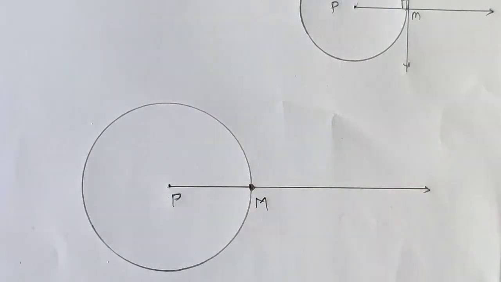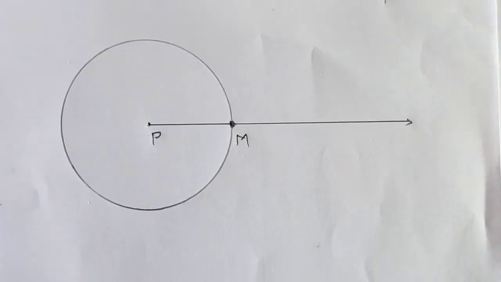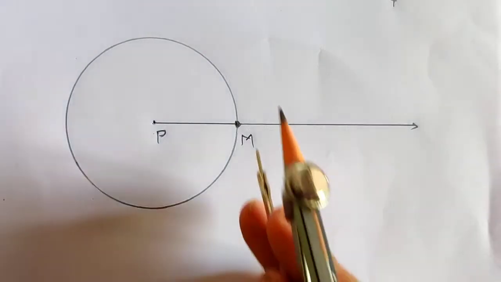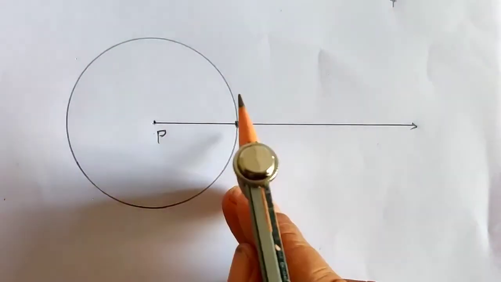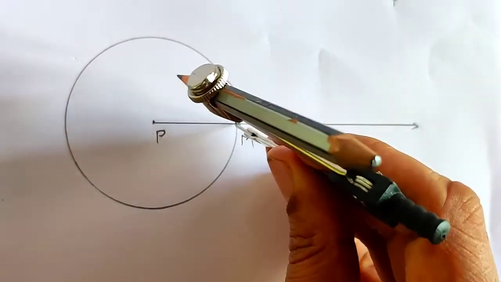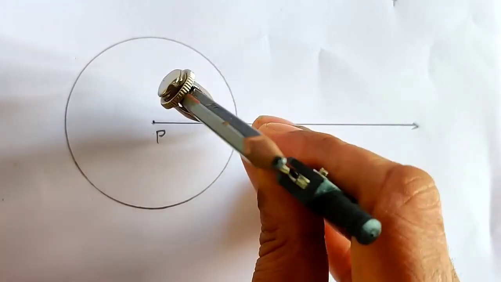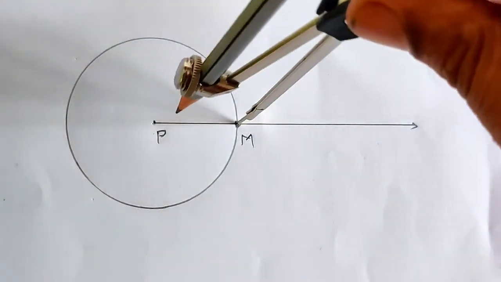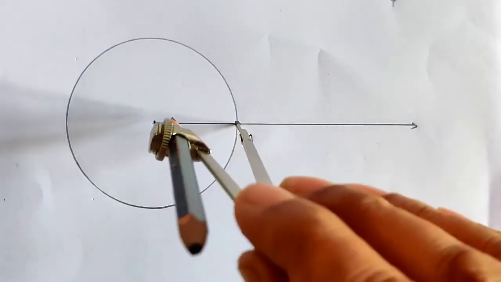Now we have to construct the line, because the tangent is perpendicular to the radius. We studied this in the third chapter. Using that concept, the tangent is always perpendicular to the radius at the end point. So here we have to construct the perpendicular line at point M. You know how to draw the perpendicular line; I showed it in the basic construction.